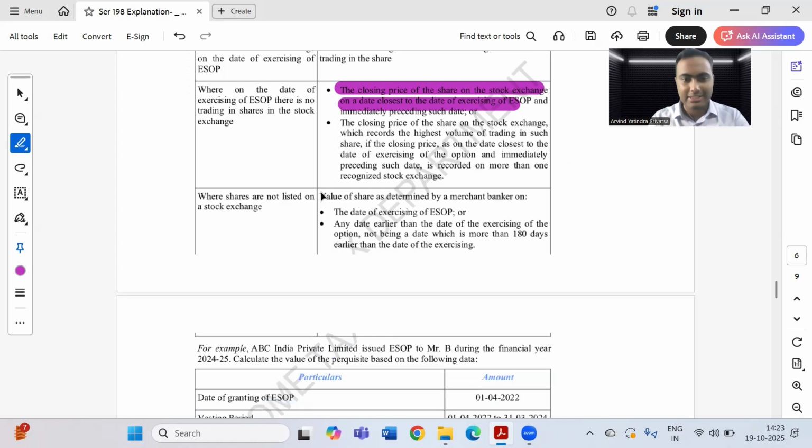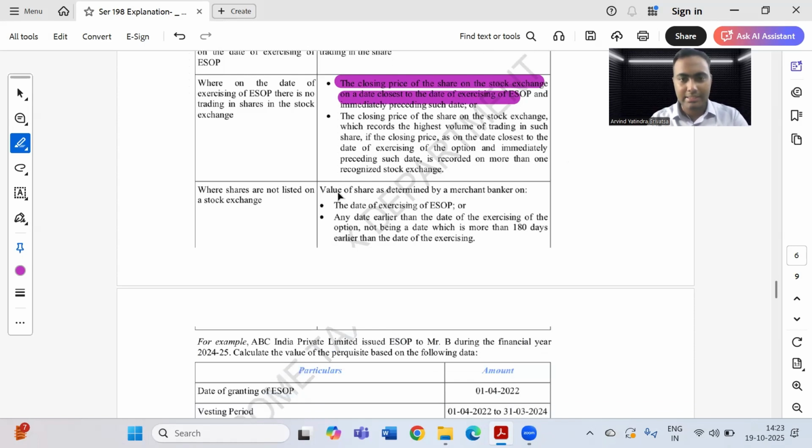Next, where shares are not listed on a stock exchange. This is a very, very rare scenario, but again, let's just discuss it. On the date of exercising the ESOP, the value of the share is determined by a merchant banker. So you have to take the valuation from a merchant banker on the date of exercising the ESOP or any date earlier than the date of exercising the option, not being a date which is more than 180 days earlier than the date of exercising.